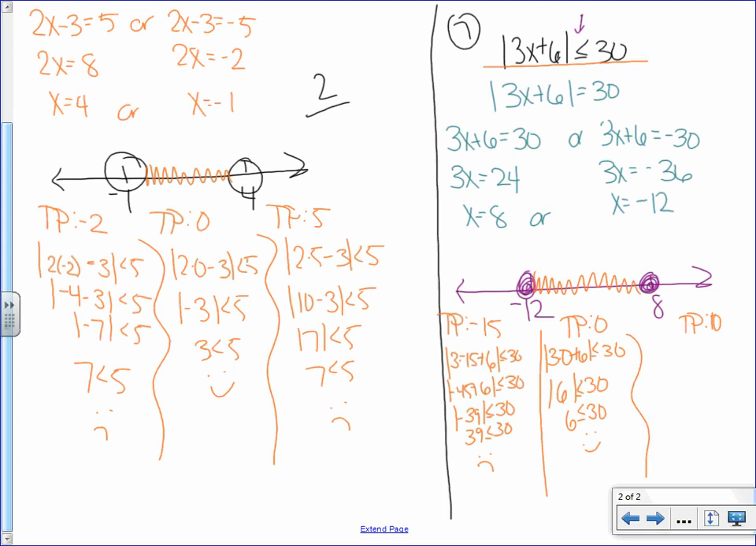And now let's check 10. That's going to give me 30 plus 6, which is going to give me 36. And the absolute value of 36 is 36. And sadly, that is not less than or equal to 30, so it's not going to work. So I was correct. I'm smushed between negative 12 and 8, so that is going to be choice 1.